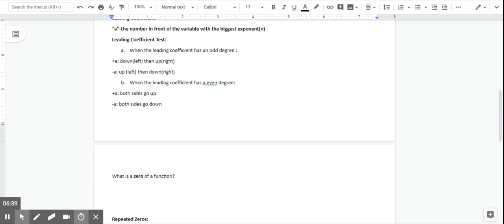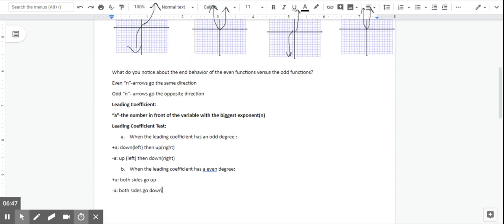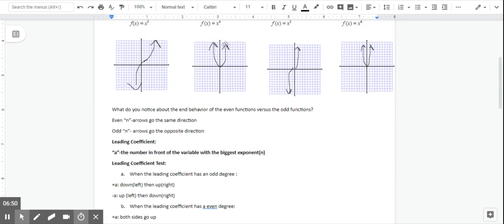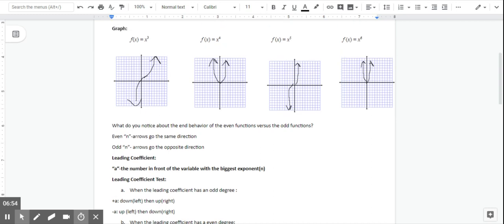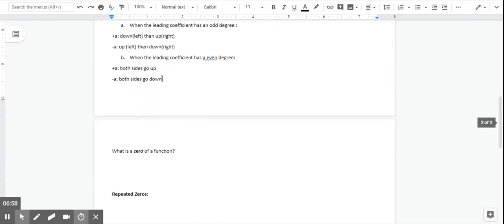So once again, if your biggest exponent is even and the number in front of your x is positive, both sides go up, as you can see here. If it is negative, both sides will flip and go down.